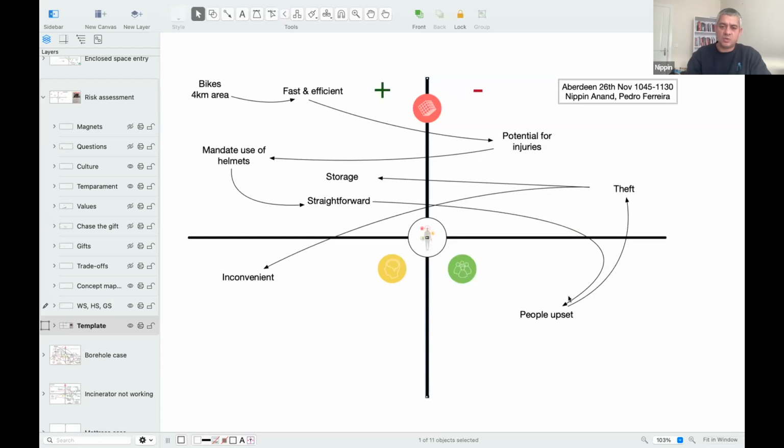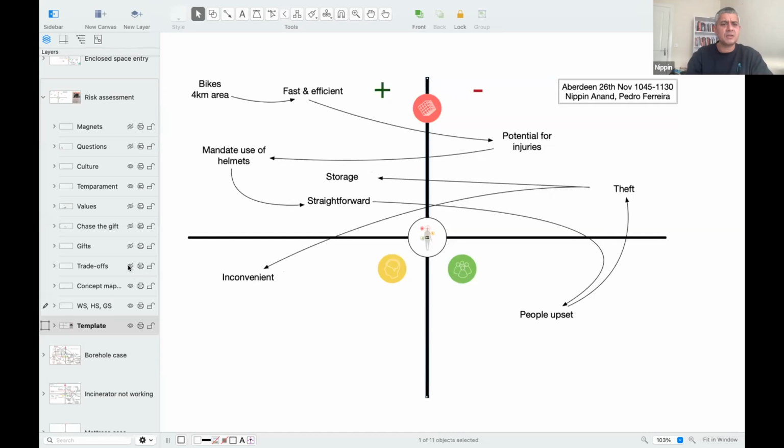They tried to work out what people were upset about, and they said that maybe the helmets might get stolen. So the company proposed the idea that we can build some sort of a storage facility for the helmets. And also there was an expression from somebody that it's a bit inconvenient, right? So that's typically how we start a discussion in a risk assessment.